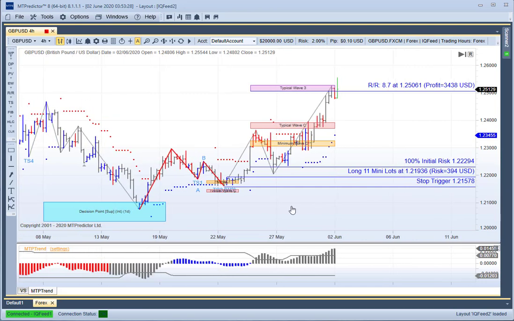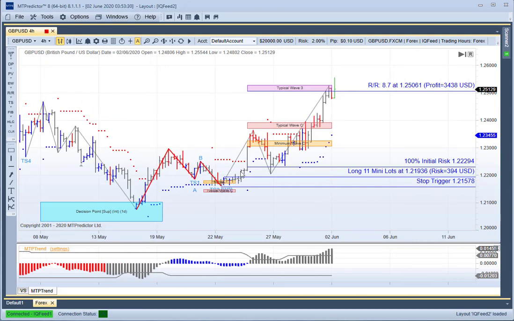So a great example of our W3 or wave 3 trade setup that's just been unfolding here in the 4-hourly chart of the British pound US dollar, and it's one we've been following in the customer trading training section for our MTPredictor customers. So a great example there of our W3 wave 3 trade setup.